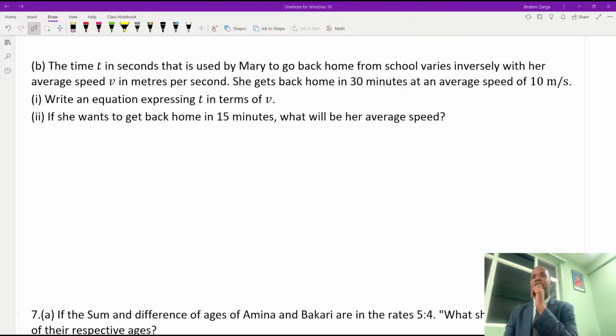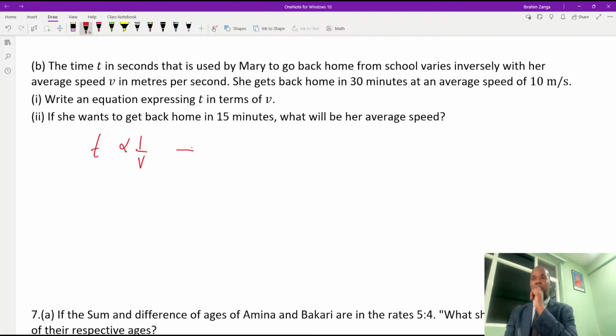So you go to 60B. We were informed that the time t in seconds that is used by Mary to go back home from school varies inversely with her average speed v in meters per second. So time t is inversely proportional to her speed v. She gets back home in 30 minutes at an average speed of 10 meters per second. Write an equation expressing t in terms of v.